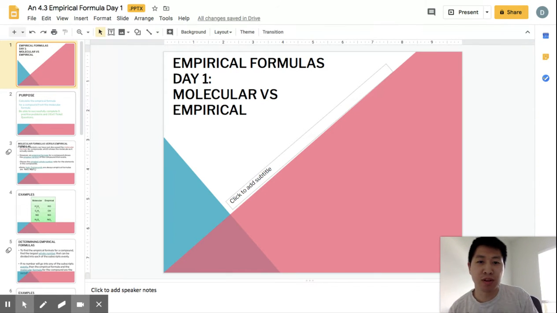We're going to be doing something called empirical formulas. So you're going to really have to be engaged on this one. This one's a little bit harder. Of course, everything that we do in chemistry is a lot of math work. And so this one, you're going to really have to focus, okay? So empirical formulas, day one. We're going to come back to this knowing it says day one. We're going to have a day two of this. So really look at how we do this.